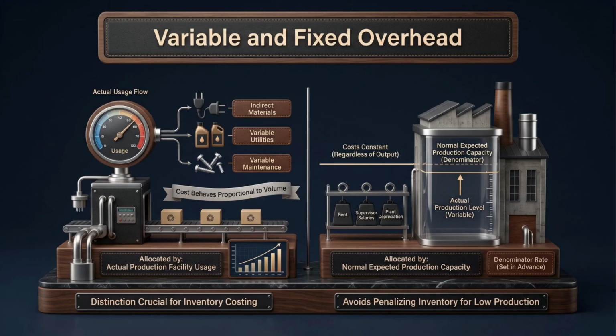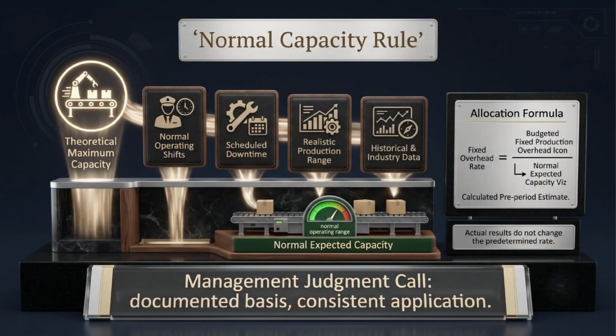Fixed overhead does not change directly with volume, so it is allocated based on normal expected production capacity, not actual production. Examples include factory rent, plant depreciation, and supervisor salaries. This distinction is heavily tested because using actual low production as the denominator would artificially increase unit cost and push idle capacity into inventory, which ASC 330 does not allow. The normal capacity rule is central to fixed overhead allocation.